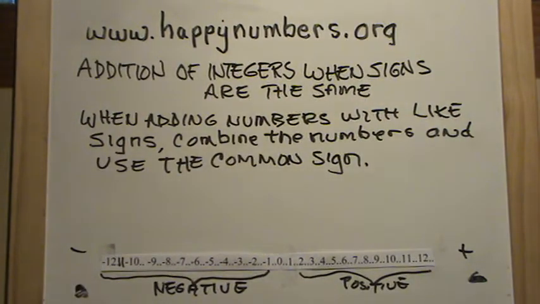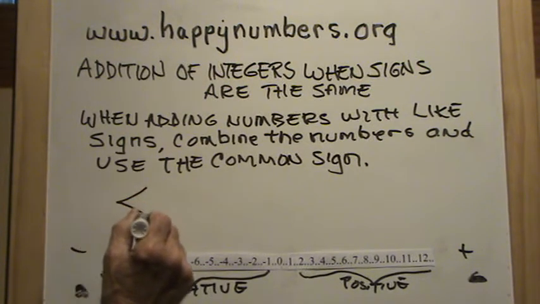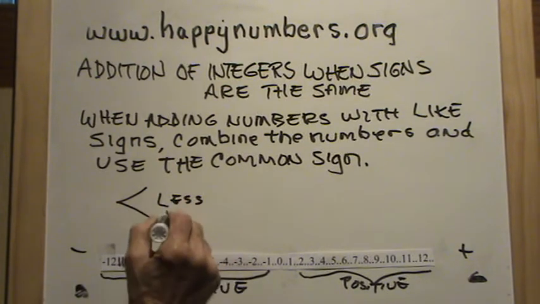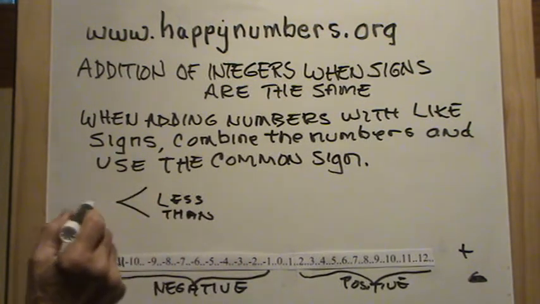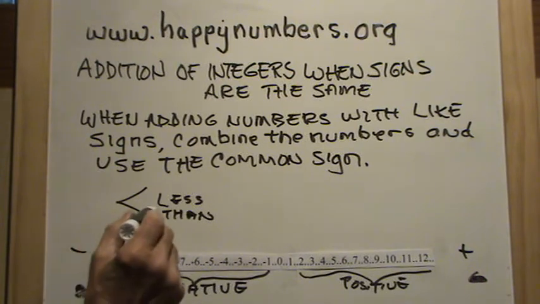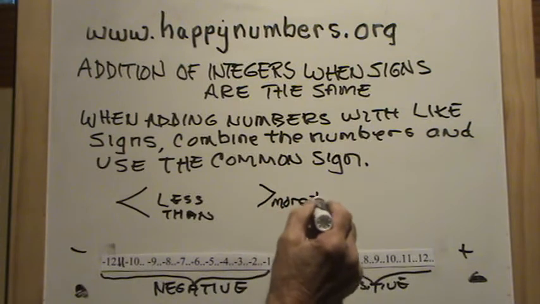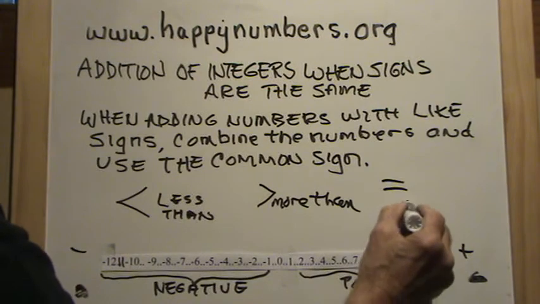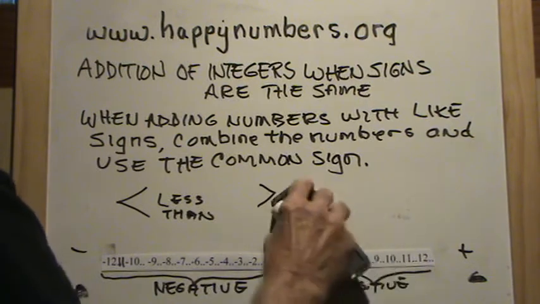So this is addition of integers when the signs of the numbers are the same. Quick review. We want to be sure about what that means, and that means less than. And again, the way I remember that is because the point goes to the left, and left begins with L and less begins with L. This is more than. This is equals, and this is not equals. Good. All right, so let's get to today's lesson.